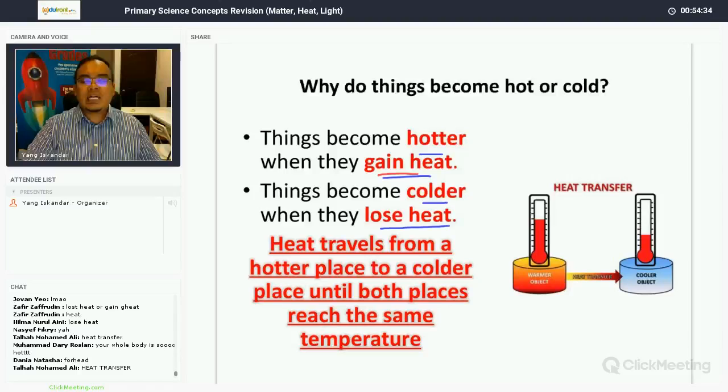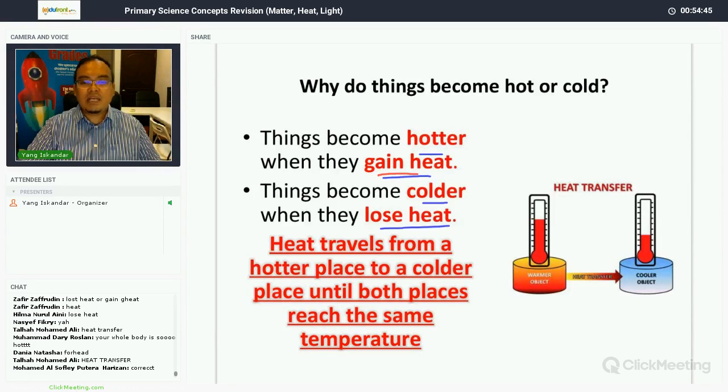Let's say you buy a cup of hot coffee. You leave it on the table. After some time, the hot coffee becomes cold, right? What is the reason it becomes cold? Because the hot coffee loses heat. To where? To the surrounding.